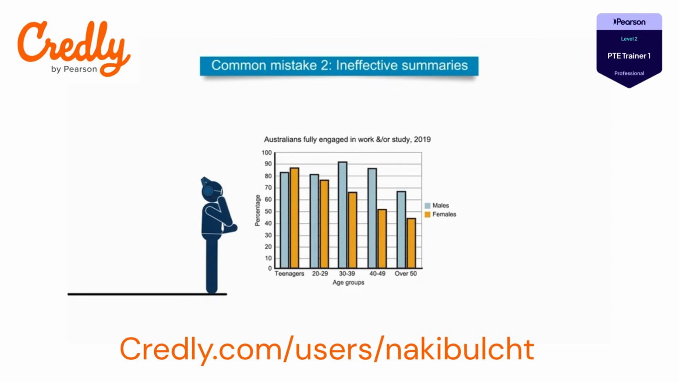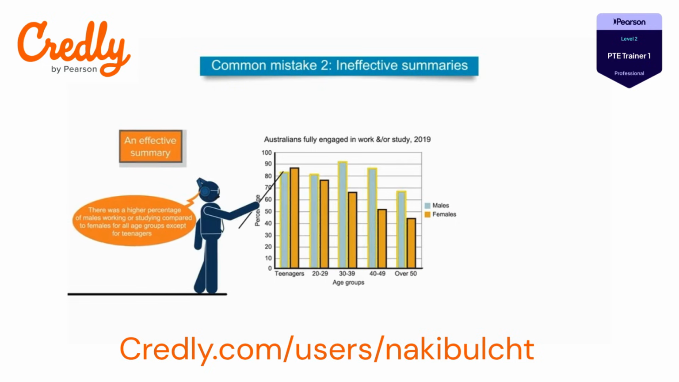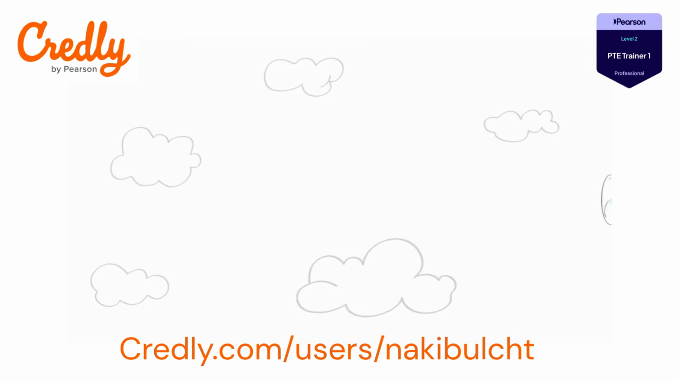Another reason the other speaker's summary is ineffective is because it doesn't show key relationships between data. It focuses on one age group rather than all of them. Link together data. Compare and contrast. Use a sentence like, There was a higher percentage of males working or studying compared to females for all age groups except for teenagers.